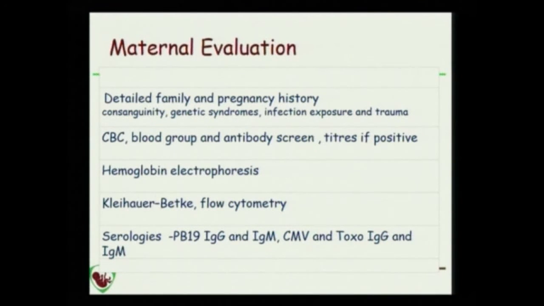And of course, consanguinity, because of the genetic syndromes, the ones I mentioned earlier, which can lead to anemia. Has there been an infection exposure, like parvovirus or toxo or CMV? Has there been abdominal trauma, which can again give rise to a feto-maternal hemorrhage and then lead to fetal anemia? So apart from the history, we need to look at her blood picture, like CBC, blood group and antibody screen.